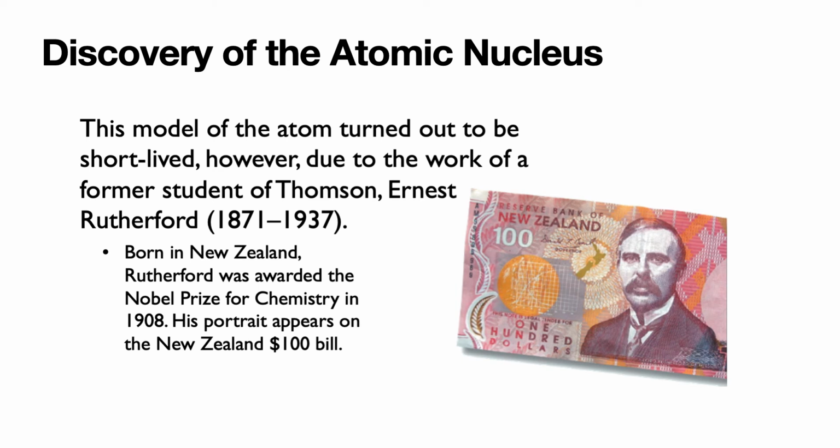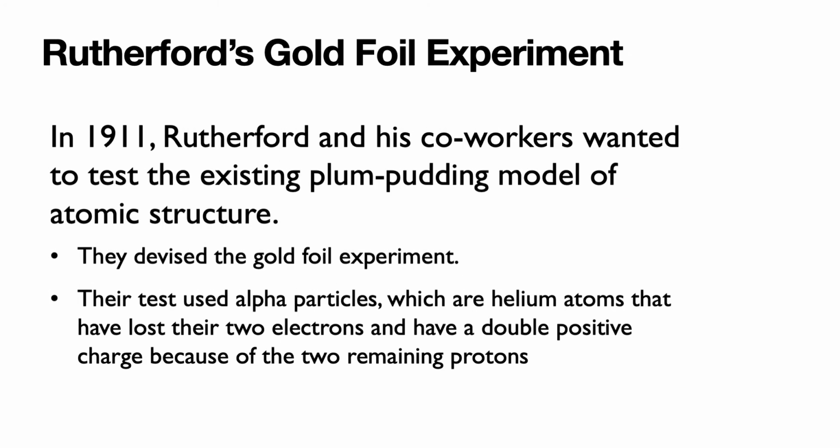So this model of the atom turned out to be short-lived. However, due to the work of a former student of Thomson, Ernest Rutherford, who is right here, born in New Zealand, Rutherford was awarded the Nobel Prize for Chemistry in 1908, and his portrait is still on the New Zealand $100 bill. So in 1911, Rutherford and his co-workers wanted to test the existing plum pudding model of the atomic structure. They devised the gold foil experiment. Very important.